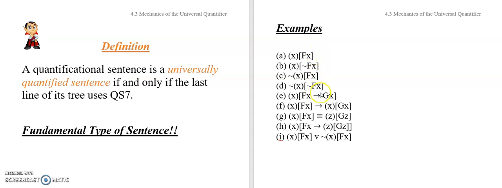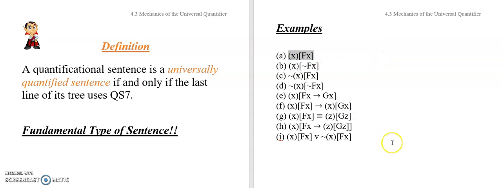So for each of these sentences, and they are sentences, identify its fundamental type. Is it a negation? Is it a disjunction? Is it a conjunction? Or is it a universally quantified sentence? Pause now. All right, so we're going to go through this together now. So pause if you haven't had a chance to work this through.